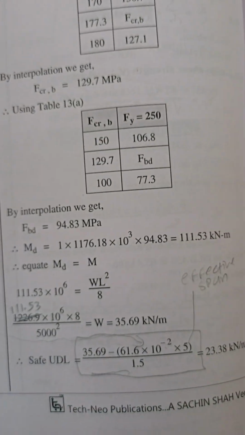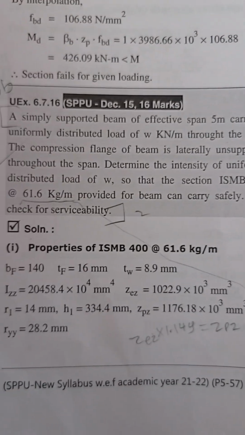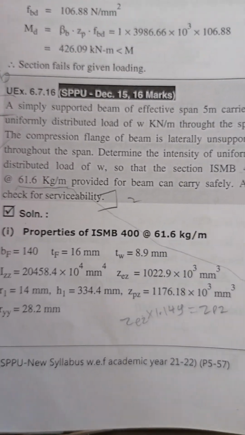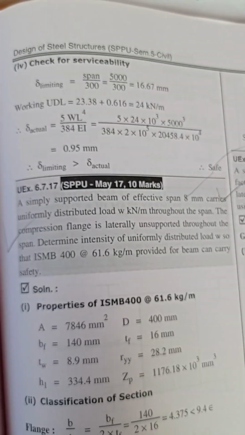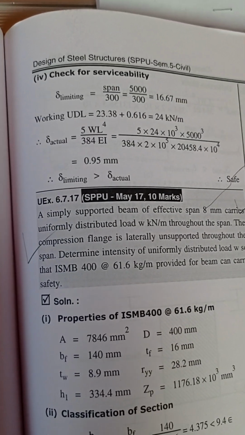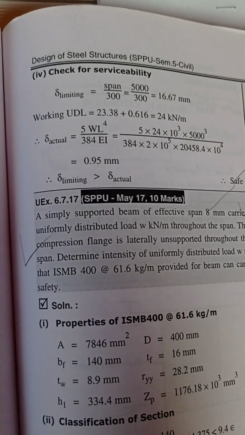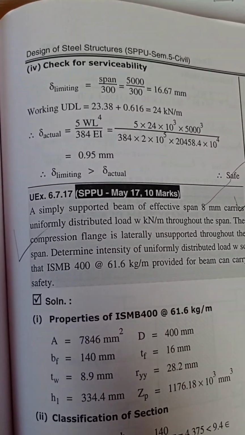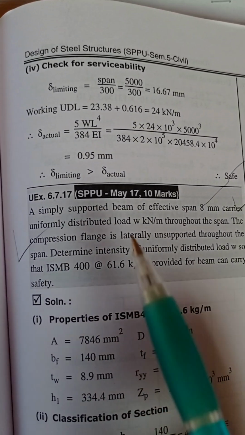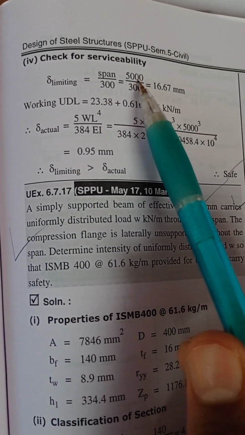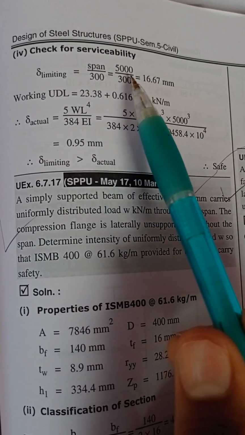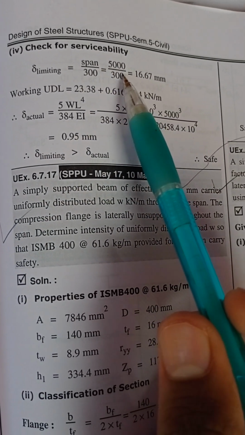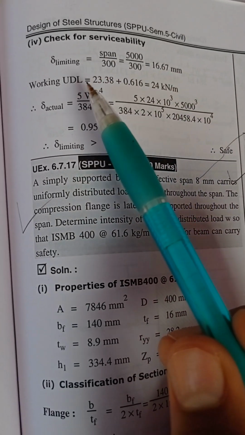Now we also have to check for serviceability, as we have shown. Now what we need is serviceability. What does serviceability mean? It is checking the deflection. Delta limiting is span divided by 300. Span is 5000, span divided by 300. So calculate this and you will get this answer.